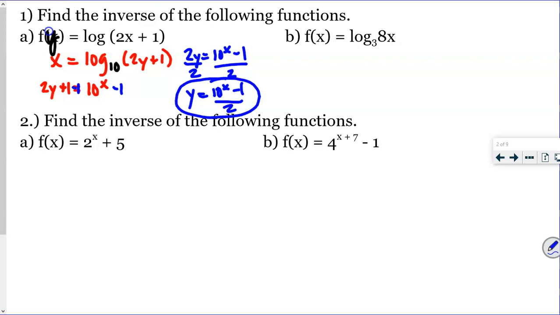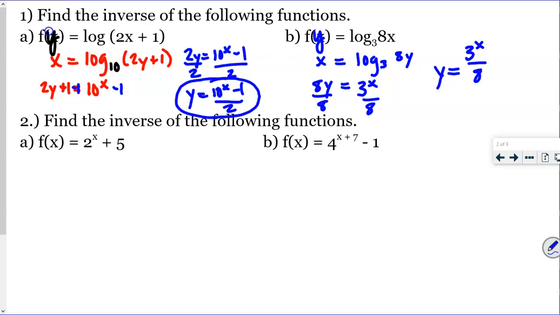So our next one, once again, remember, this is y, so we're going to swap our x and y. So x is equal, again, to log base 3 of 8y. So this time we're literally going to go ahead and do the base 3 to the x power. That's going to be equal to 8y. Remember, our base is always our base, and whatever's on the other side of the equal sign, that's what we're going to take to the power. All right, so now we're going to divide both sides by 8. So y here is going to be equal to 3 to the x power divided by 8.